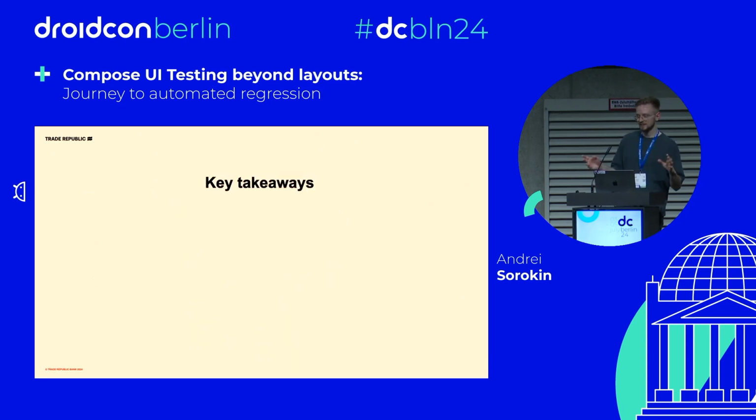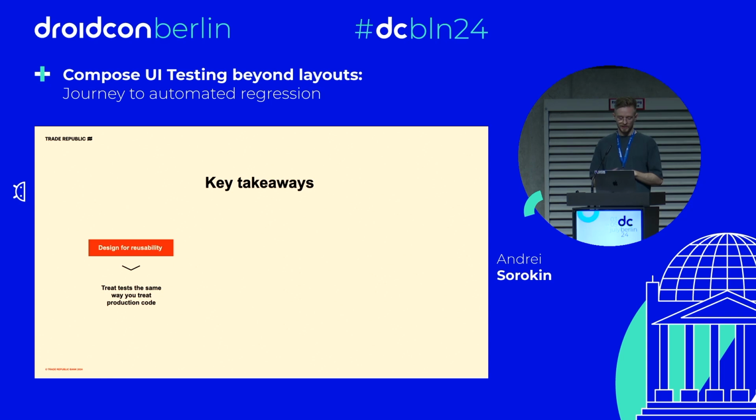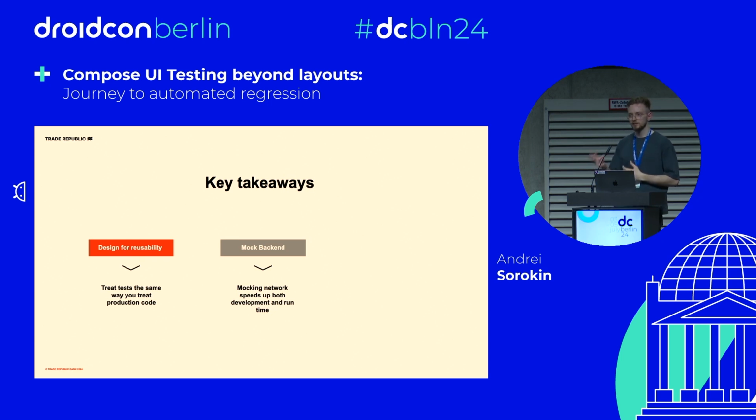And let's end the talk with the key takeaways. First, I think it makes sense to design your tests for reusability. It's code, right, at the end of the day. And if you write it in a YAML file or something, it's not going to be as reusable as actual Kotlin code. And you have to mock the backend and find the right solution for you. So that could be this registry.